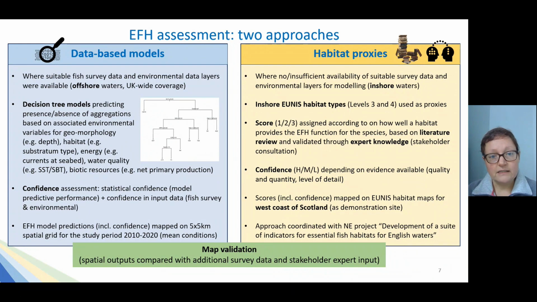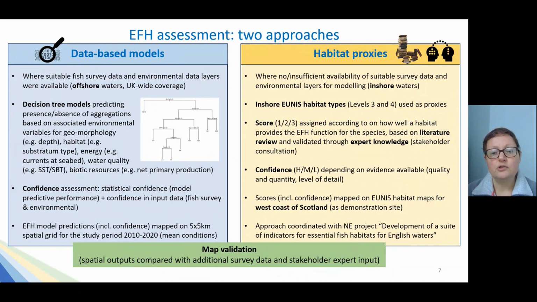On the right-hand side is the alternative approach that was applied where there were not sufficient data to support the modeling, and this was mainly in inshore waters. This was a habitat proxy approach, which used EUNIS habitats as the spatial assessment units and was informed by a literature review and consultation with experts. A score was assigned to the habitat types based on how well they are likely to provide the essential fish habitat function for the species, and the confidence level was associated with it.